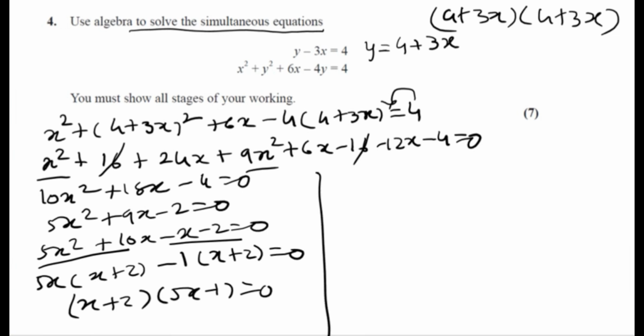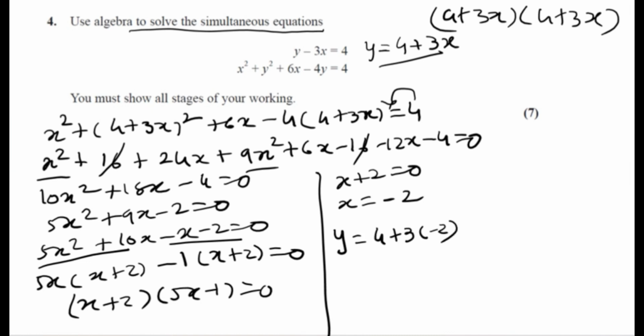Now to find the values, we have to equate each to 0. So x plus 2 equal to 0, so x will be minus 2 here. Now this x equals minus 2, I have to substitute in this equation to find the value of y. So y is equal to 4 plus 3 into minus 2. So y is equal to 4 plus minus 6, that will again give me minus 2. So this is the first solution for x and y. Both we are getting as minus 2.